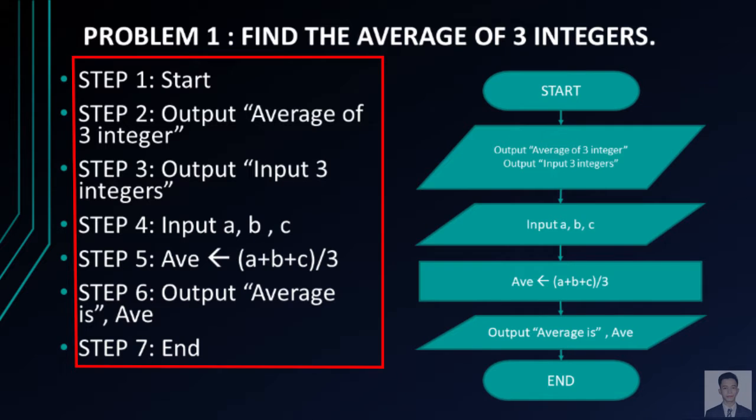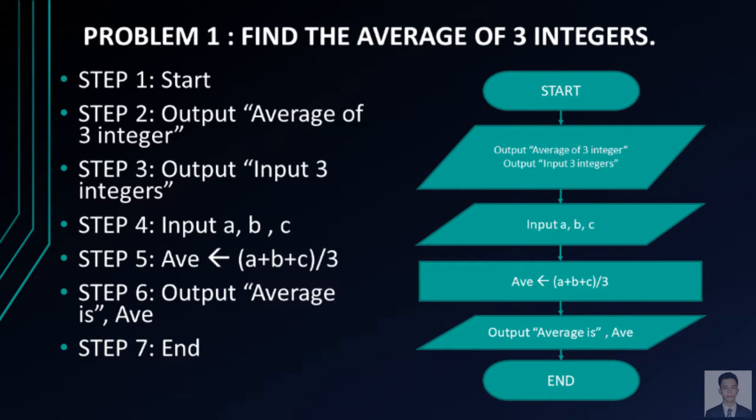So, that is the algorithm. Now, how do we solve it or draw it in a flowchart? To start, we need to use an oval shape. And the arrows indicate what's the next step. So the next step is to output the average of three integers. We can show over here, average of three integers. We also need another output statement, and we can put them in the same box.